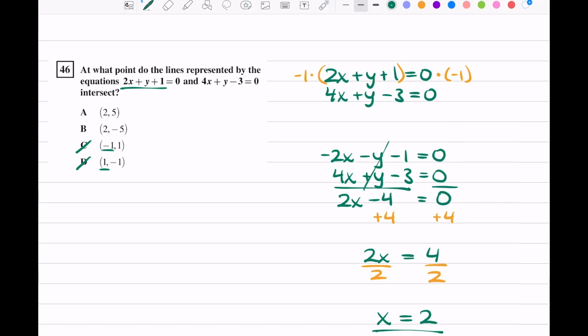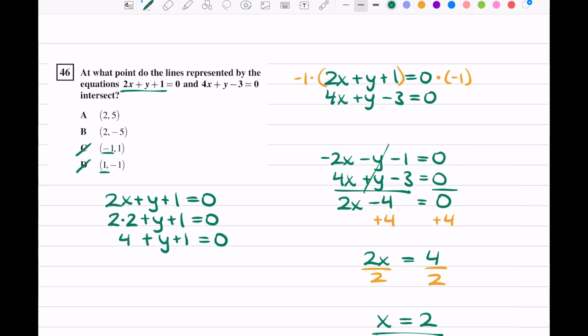Let's take our first equation. We have 2x plus y plus 1 equals 0. Substituting x equals 2, we have 2 times 2 plus y plus 1 equals 0. 2 times 2 is 4. Now adding up our constants, 4 plus 1 is 5. So on the left side, we have y plus 5. Subtracting 5 from both sides gives us y equals -5. So the point where these two lines intersect is x equals 2, y equals -5. And looking at our options, that would be option B.